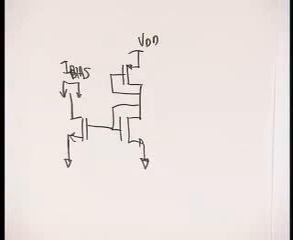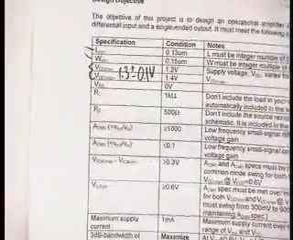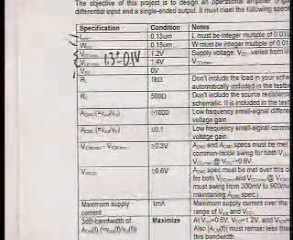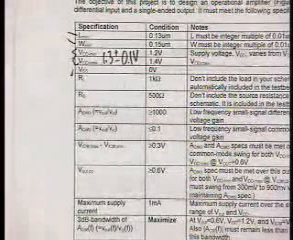Otherwise, your GMs and your VD-SATs will vary quite significantly, and hence your gains and all that other stuff will vary quite significantly as you vary supply, and might sort of push you out of the operating region that you want to be in. Okay, so the load resistance here is 1 kilo ohm as before, and again, don't include that.